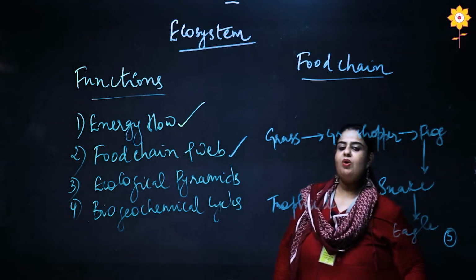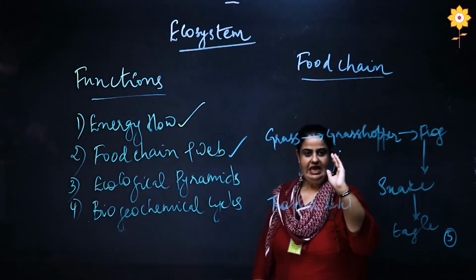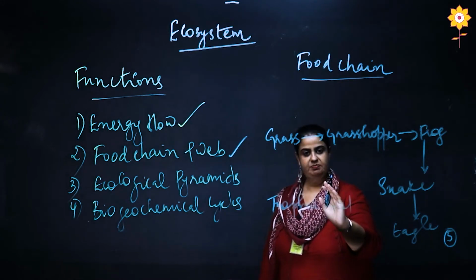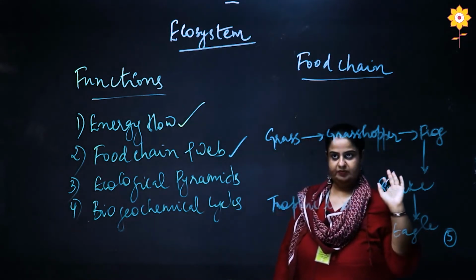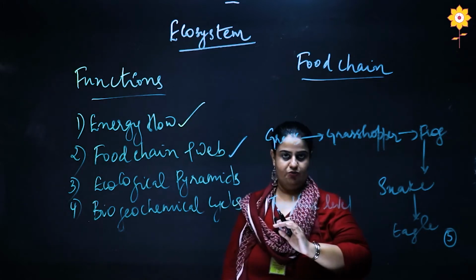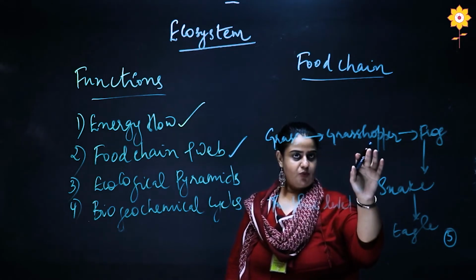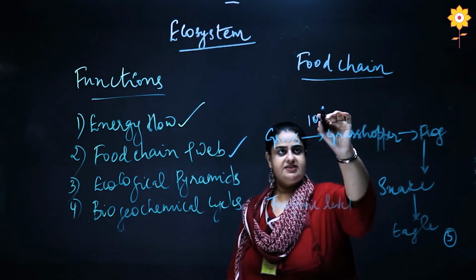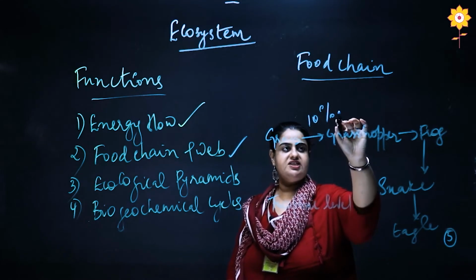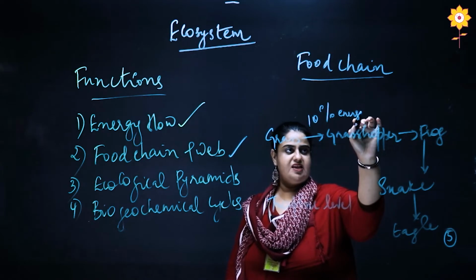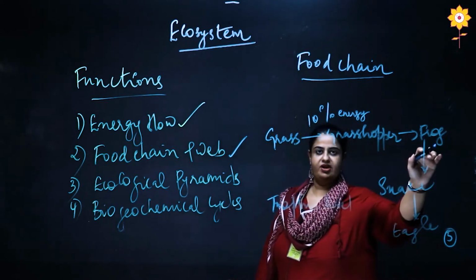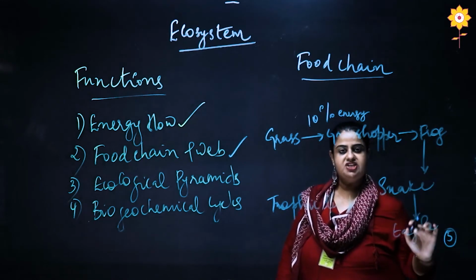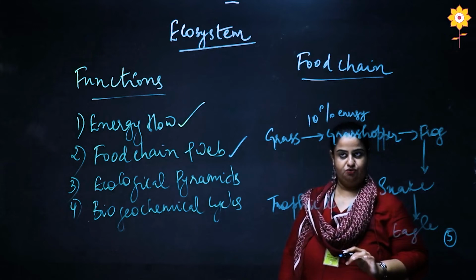Now, when I talk about this chain of organisms, we know that the process is simple: eating and being eaten. When grass is eaten by grasshopper, grasshopper gets the energy, but some amount of energy is lost in the form of heat. That is, it is said that only 10% of energy is transferred. Similarly, when grasshopper is eaten by frog, only 10% of energy is transferred. Frog to snake and snake to eagle, the system continues.